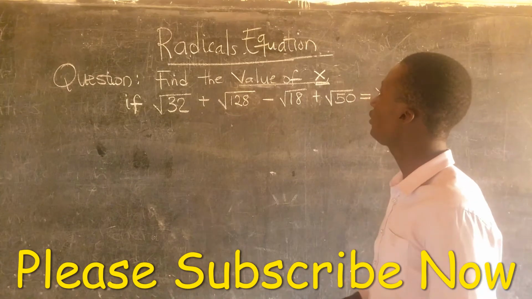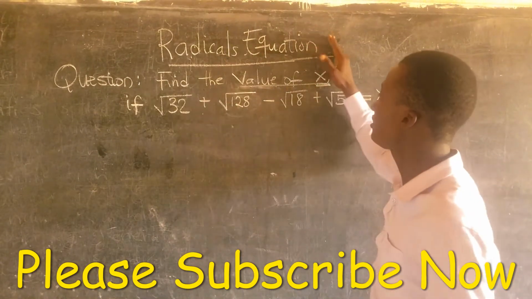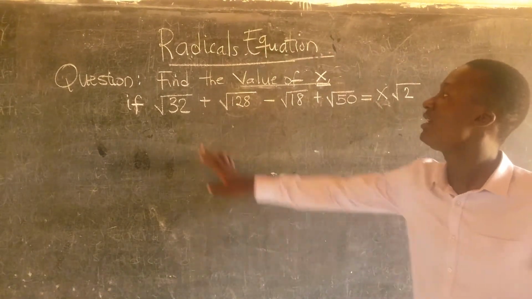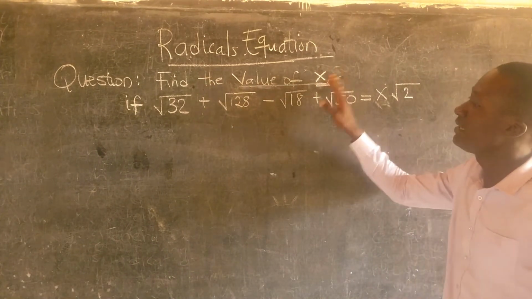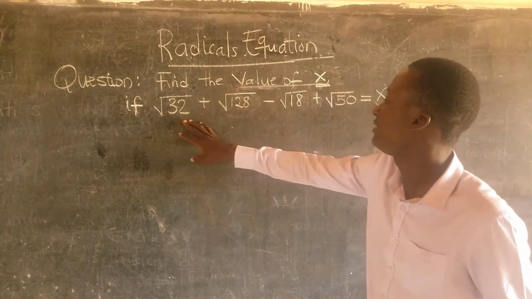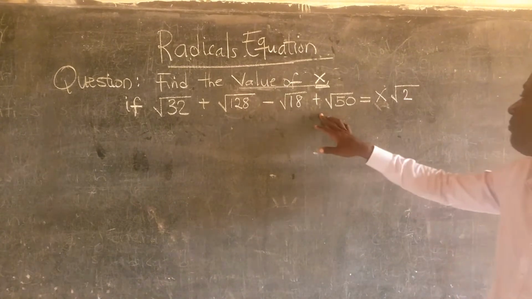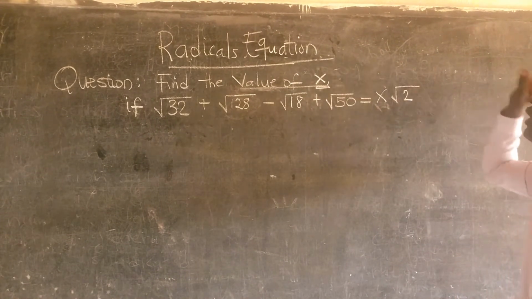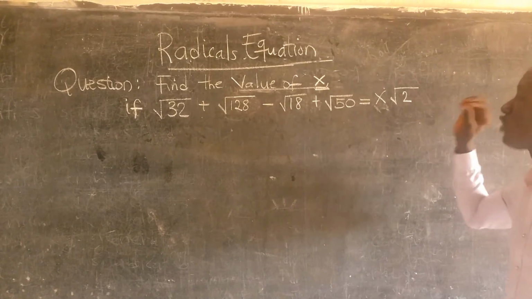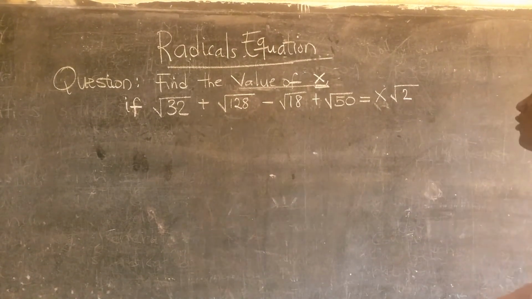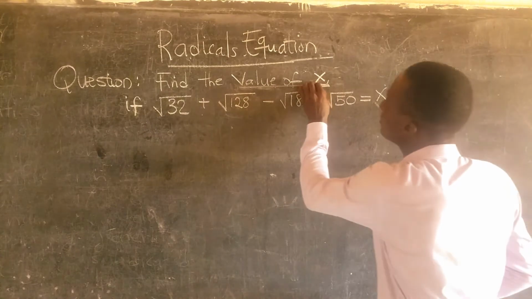So today we are going to be looking at a problem on radical equations: find the value of x if root 32 plus root 128 minus root 18 plus root 50 is equal to x root 2. So we want to know the value of x in this problem.